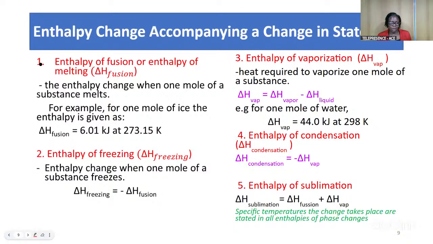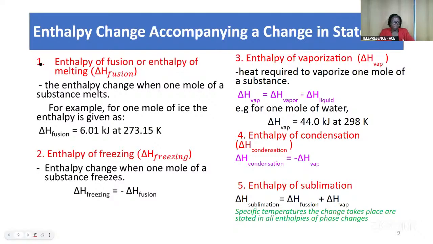So, we need to look at the enthalpy change accompanying a change in states, and there are quite a number of them. And this is one advantage of enthalpy. You can relate one to the other.